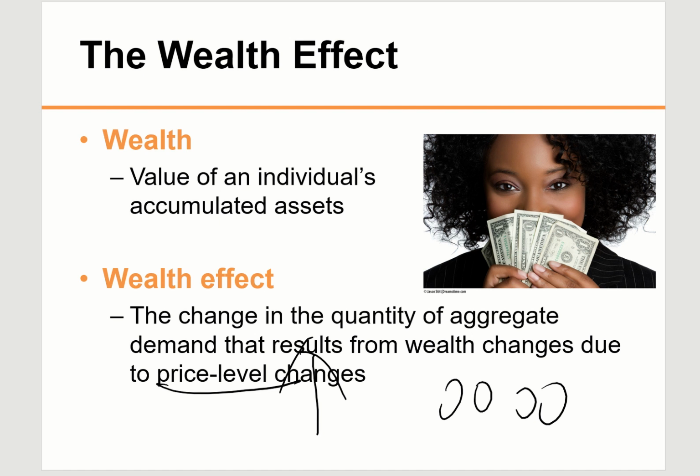So your wealth stays constant, but if your price level increases, your wealth goes down. Vice versa, if your price level decreases, everything becomes cheaper, and the money you have saved in the bank is now worth more. Well, that sounds pretty good.